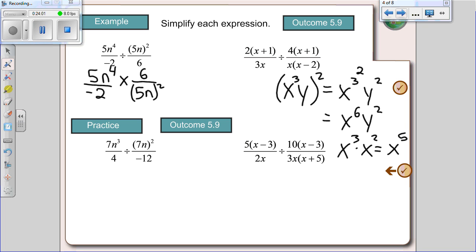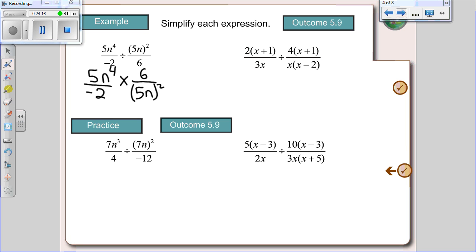Josh, yes. So, if we look back at this question, that squared goes to both things. So it's going to be 25n squared. So this is 5n to the power of 4 times 6. And on the bottom you have negative 2, and you have times 5 squared, which is 25, and n squared.